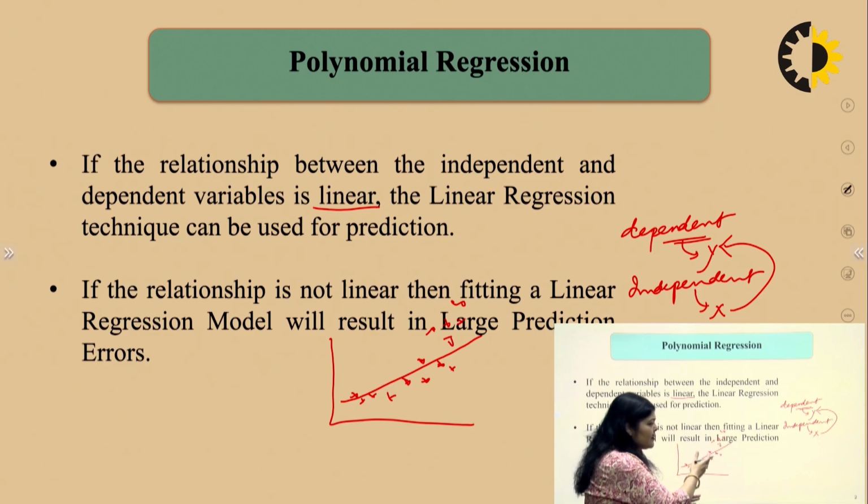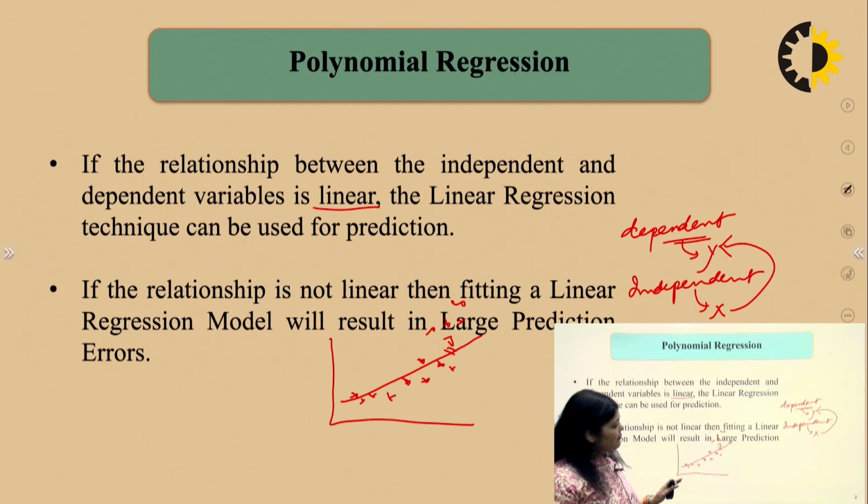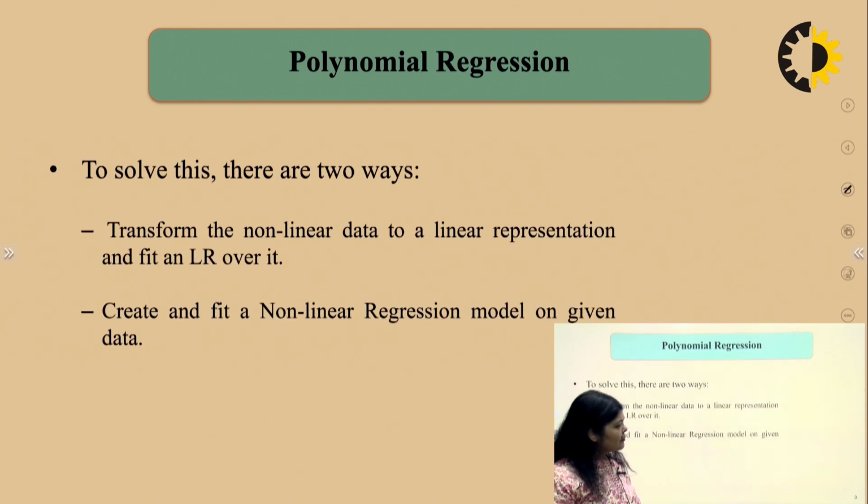drifted apart from this regression line or regression model, which means that if we create a linear regression model for data which is not following a linear relationship, then the prediction errors will be larger in such models, right? So now what to do in this scenario? To solve this problem, we have two way outs. The first one is that we can transform the non-linear data into a linear representation, and then we can fit, as usual, a linear regression model over it, right?